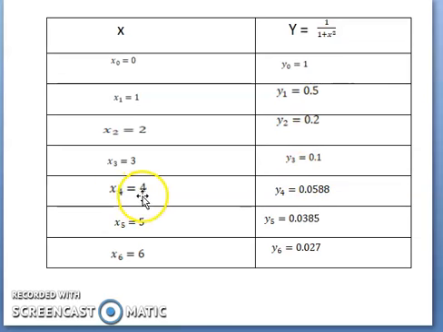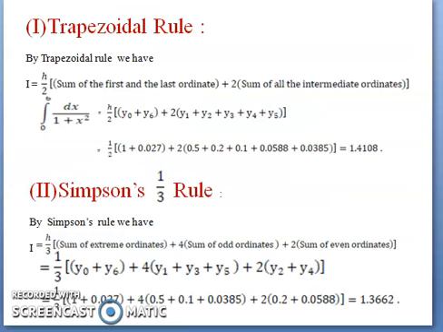Similarly, x4 equal to 4, we get y4 equal to 0.0588, and x5 equal to 5, we get y5 equal to 0.0385, and x6 equal to 6, we get y6 equal to 0.027. So this is the tabulation of the given function. Now the first rule is the trapezoidal rule.